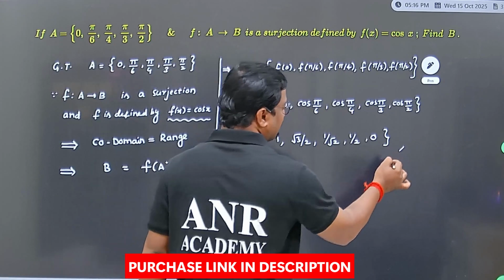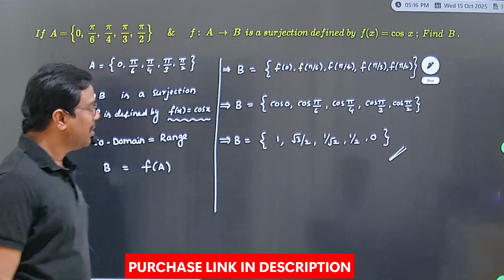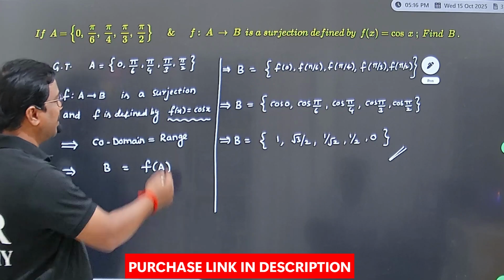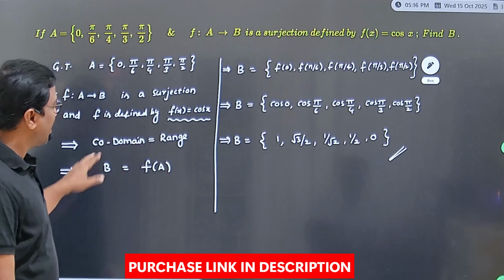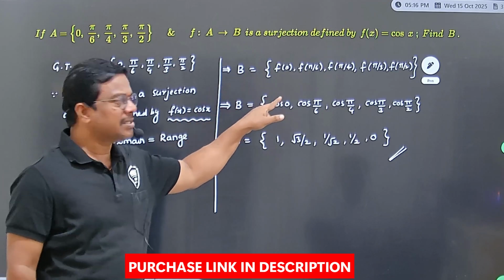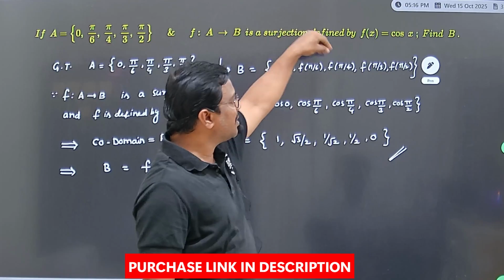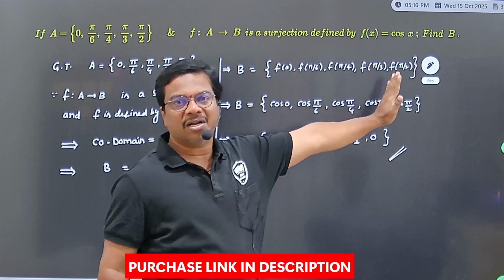This is your answer. It is a 2 marks question. Just remember that for surjection you have to write codomain equals range. Range is the set of all output elements. When you give input to the function, then you will get the set of all output elements.